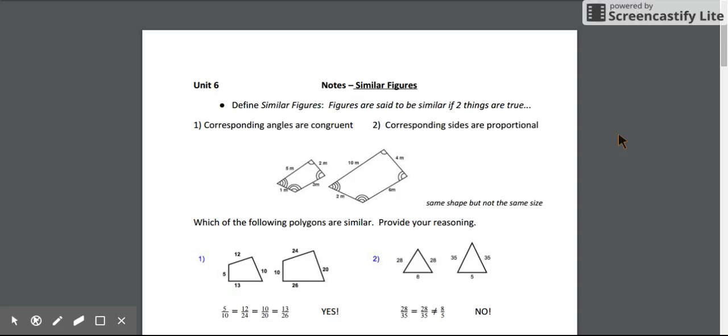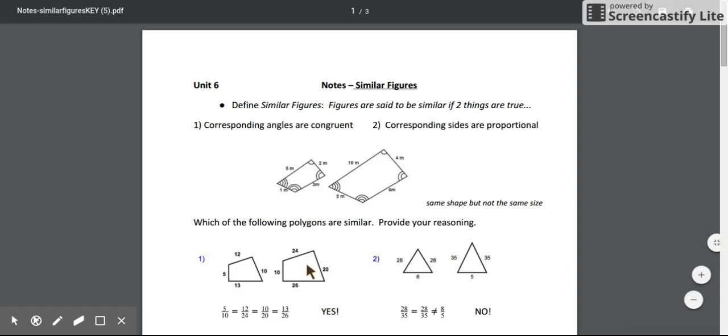In this video, we're going to be talking about what it means for two shapes to be similar. So let's get into that definition. Figures are said to be similar if the following two things are true. Corresponding angles have to be congruent. So corresponding means they're in the same spot. So if I look at this top left angle in this shape and the top left angle in this shape, they correspond. If they are congruent, then corresponding angles are congruent.